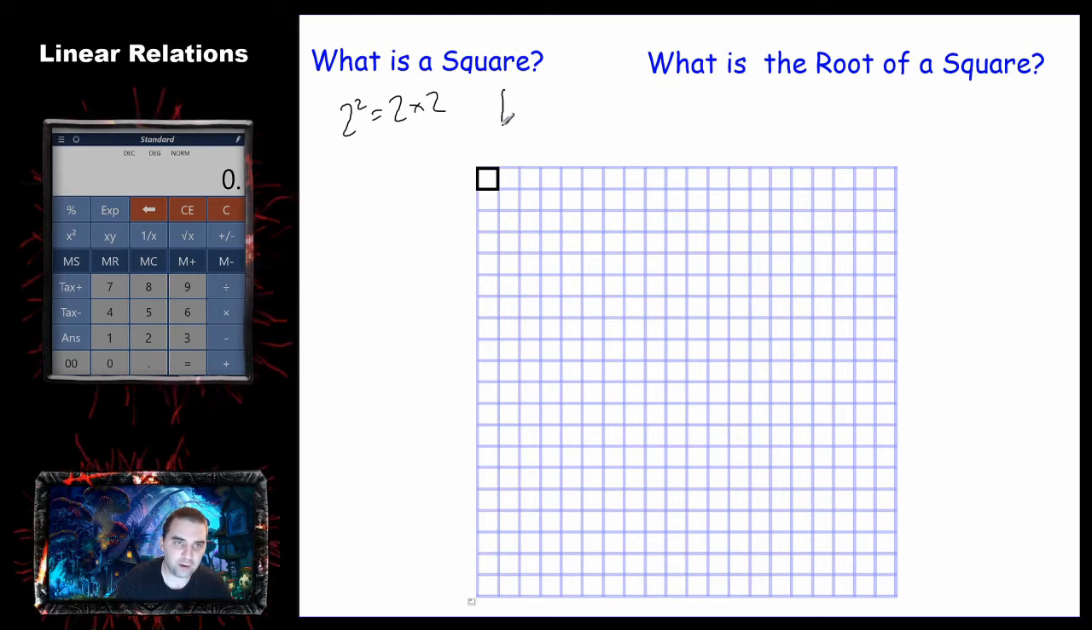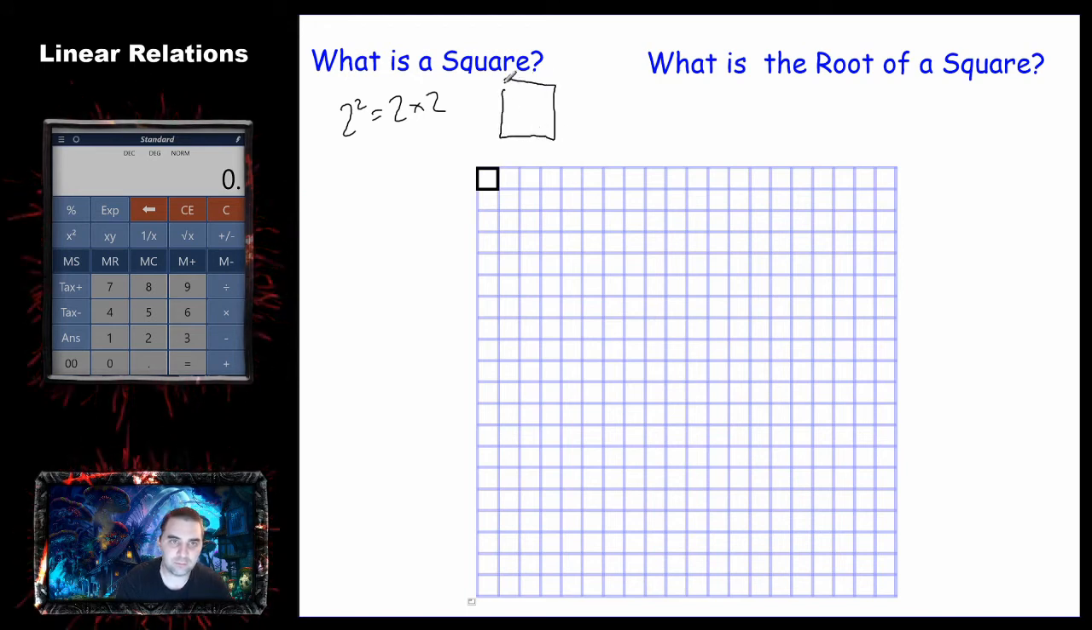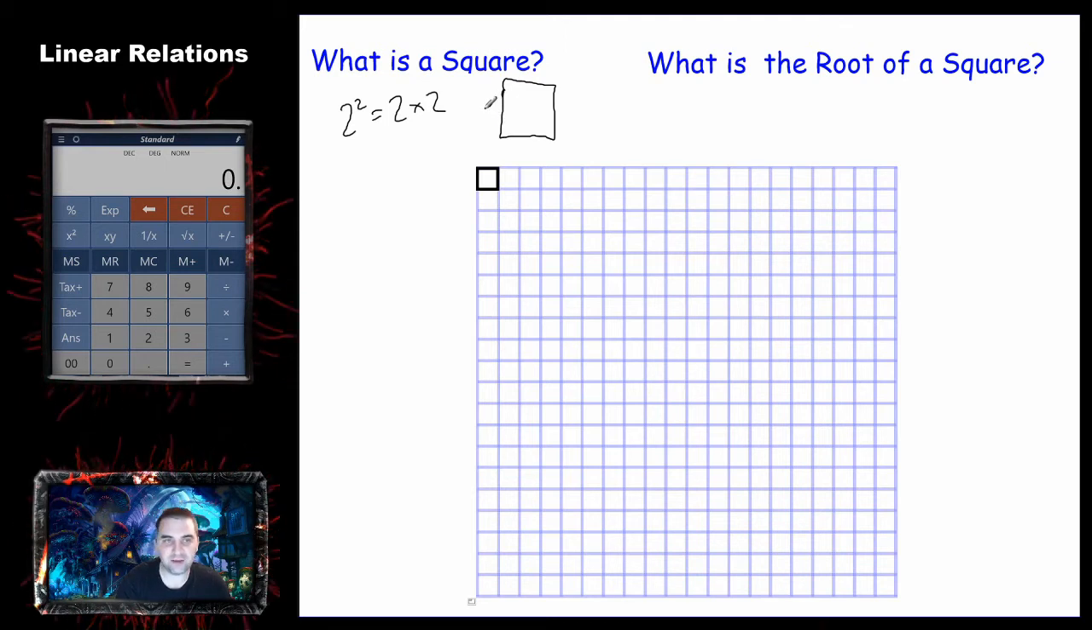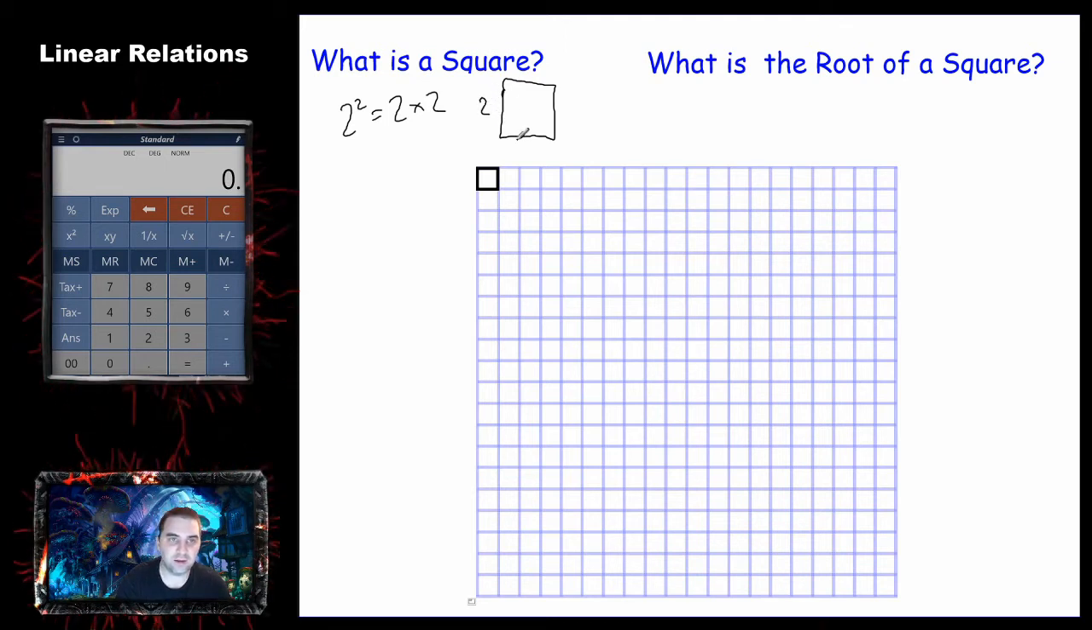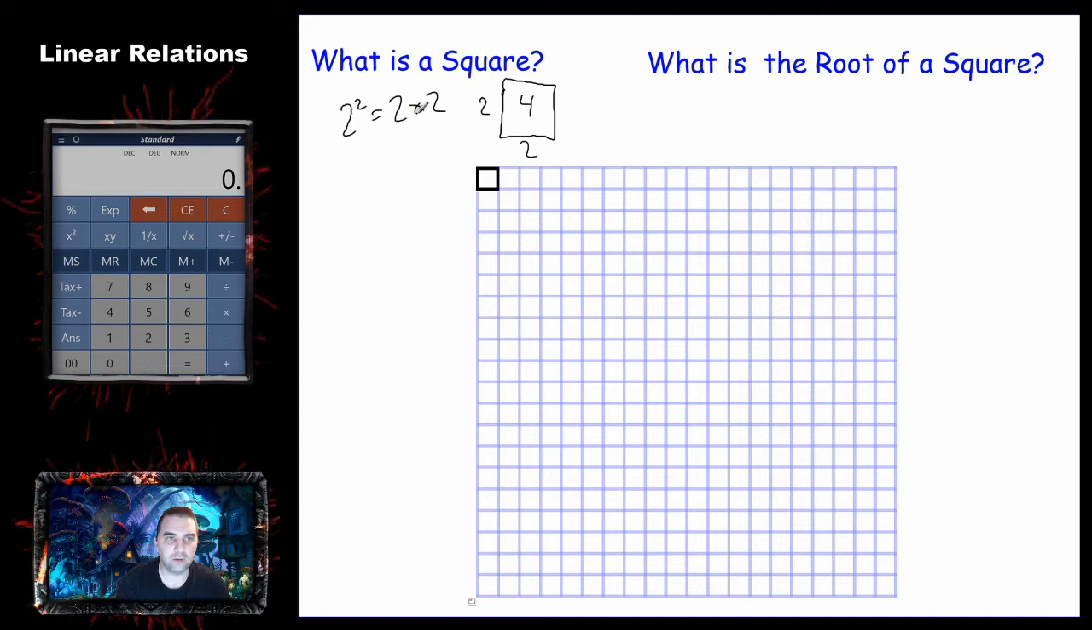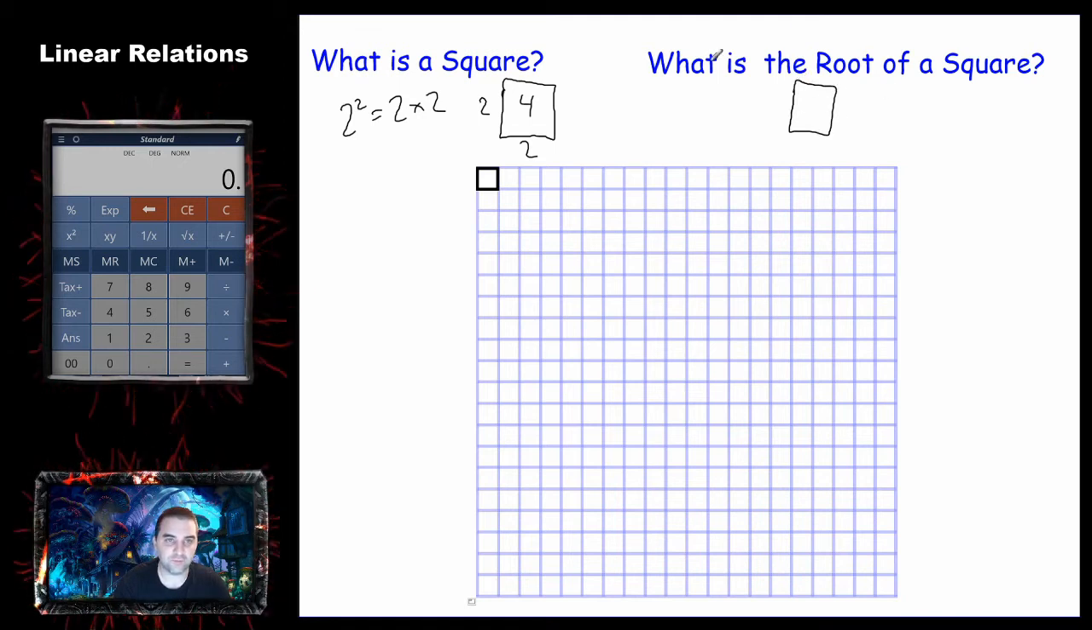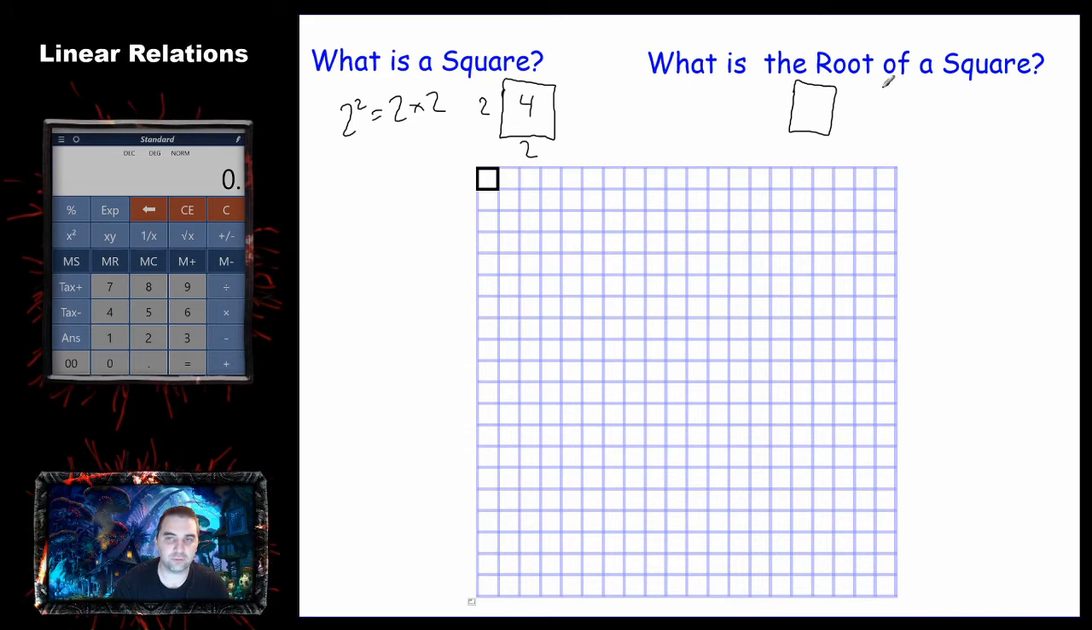So if a square is this, and if I asked you the question, I know you'd get it, but if I asked you the question that I had side lengths of 2 and 2, you should be able to tell me that the area is 4. 2 squared is 4. Okay? So a square of a number gives me the area. And if I do the reverse, which is really what a root is, it's the reverse of a square, the opposite direction of a square.